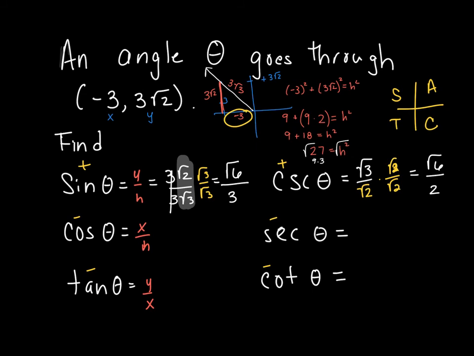All right, so the next one is the cosine. Cosine is the x value. And remember, we're just looking at the x value here, the y value here, and the hypotenuse. So the cosine just becomes negative 3 over 3 square root of 3. I can simplify that a little bit because that becomes 1. I now rationalize by taking the square root of 3 over the square root of 3. And then my final answer here will be negative square root of 3 all over 3.